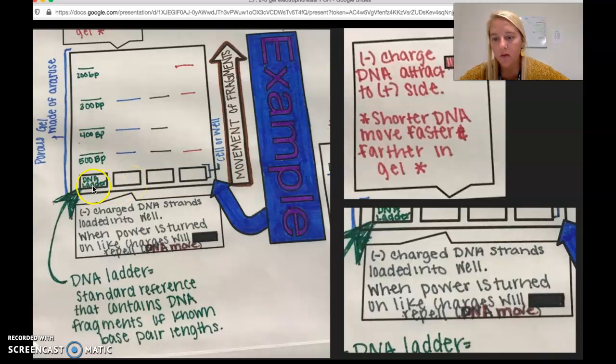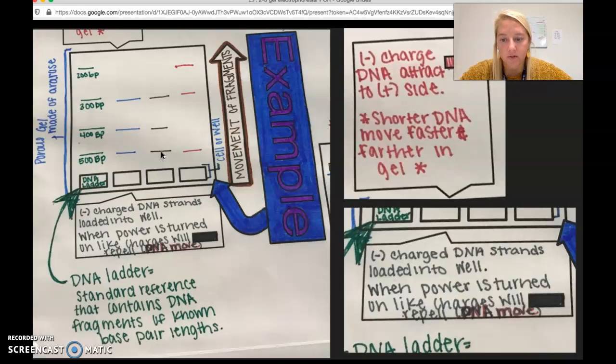In one of ours, we always have a ladder. The DNA ladder is a standard reference that contains DNA fragments of known base pair lengths. So this is what we measure our base pairs with, right? Remember, base pair stands for adenine-thymine or cytosine-guanine. So how many pairs of bases do we have? That's the length of our DNA strand. Our ladder is a standard reference where we know how long they are, so that we can measure the others, because it's not a centimeter type of measurement. We measure in base pairs.